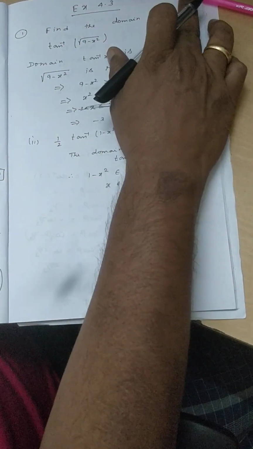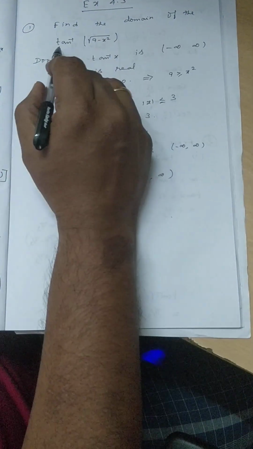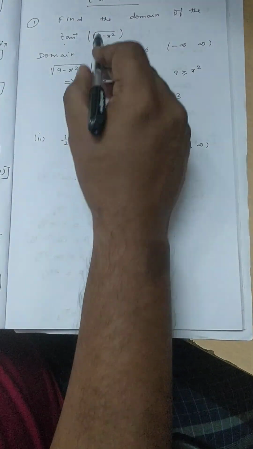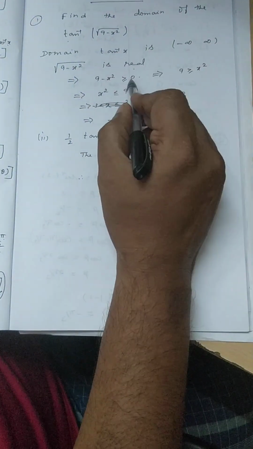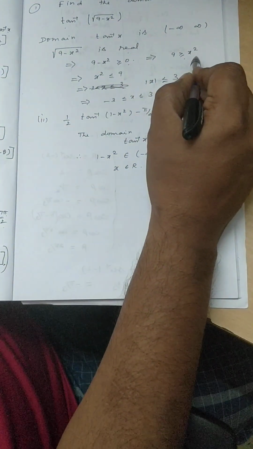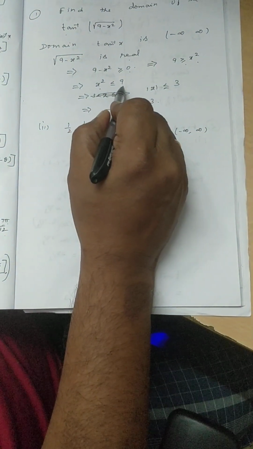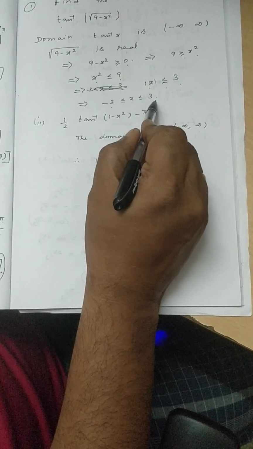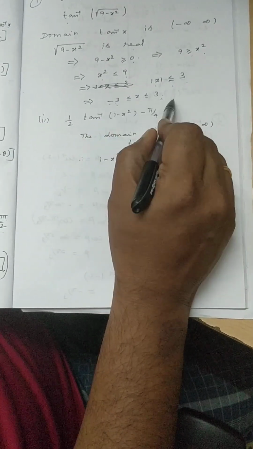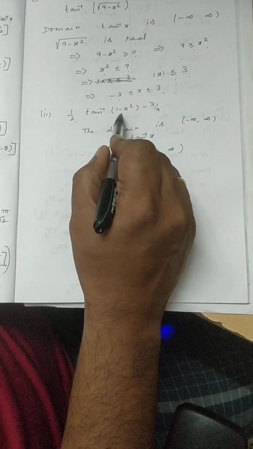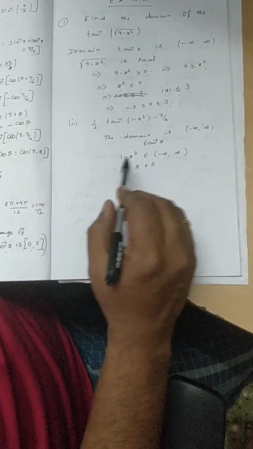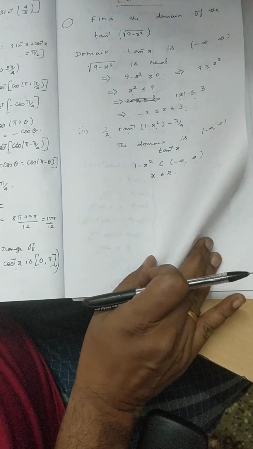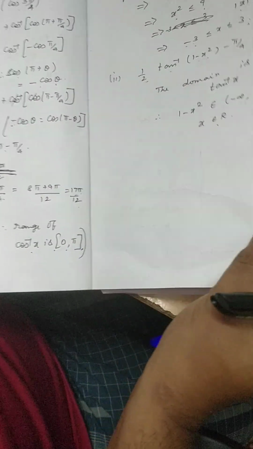Then 4.3: find the domain of tan inverse. The domain is the real numbers. So the square root of 9 minus x squared is greater than or equal to 0, so 9 is greater than or equal to x squared, x squared less than or equal to 9, modulus of x less than or equal to 3. Minus 3 to plus 3 is the domain. Second one: tan inverse of 1 minus x squared minus pi by 4. The domain is R, so 1 minus x squared belongs to minus infinity to plus infinity.